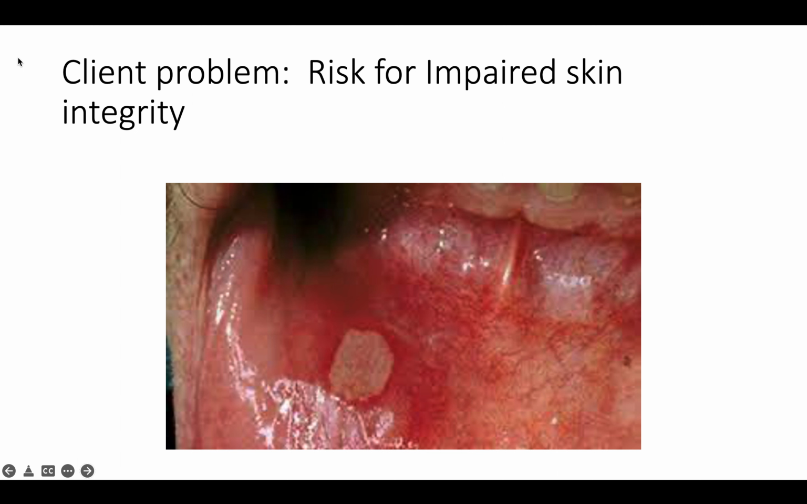You can see that this is a complex thing to balance. Our risk for infection, nutritional impairment, skin integrity, they all kind of build on one another. If our nutritional things are not taken care of, or we're experiencing diarrhea, we may also have a risk for impaired skin integrity. And so we have to be meticulous in our care in making sure that we're aware of these problems and addressing them in our patients.